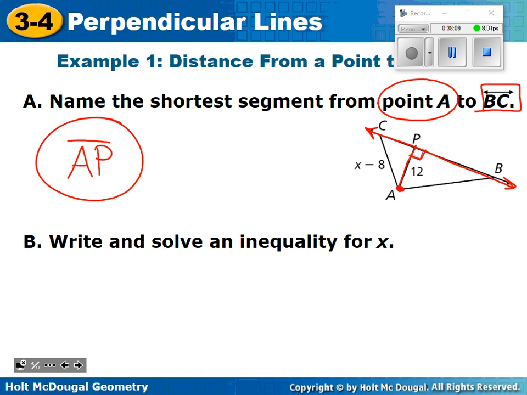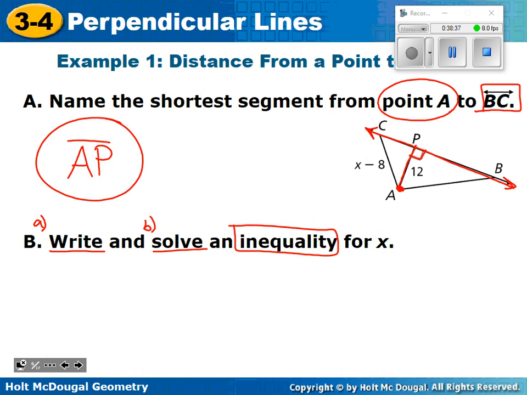Okay, the second part goes back to Algebra 1. It says write and solve an inequality for x. Write part A and solve it part B. So first of all, what is an inequality? Very good. Less than or greater than. If it's not that, if it's an equal sign, it's called an equation. So an inequality should have a less than or a greater than symbol. We want to write an inequality for x and then solve that inequality.